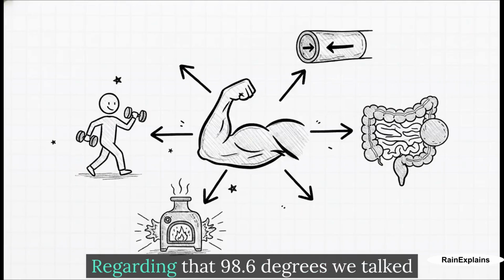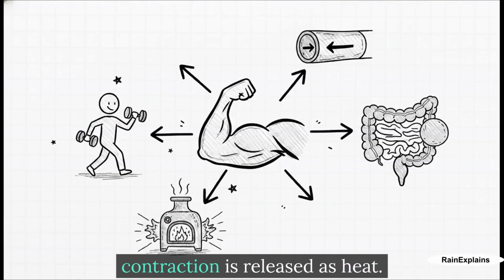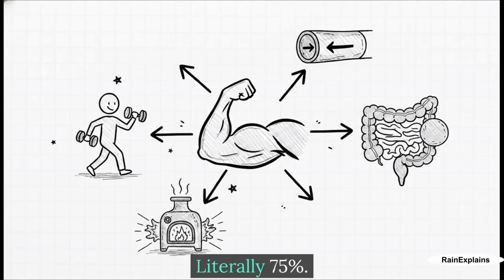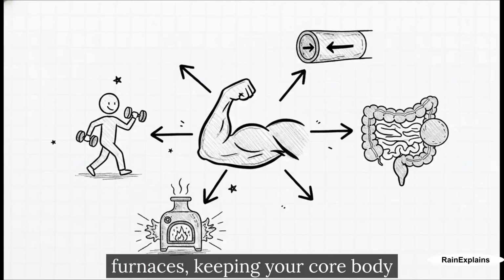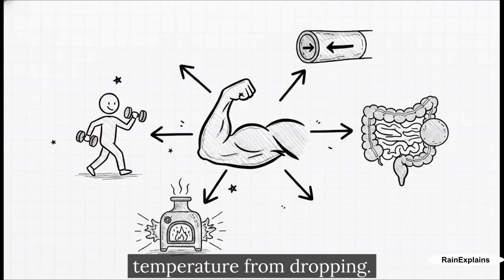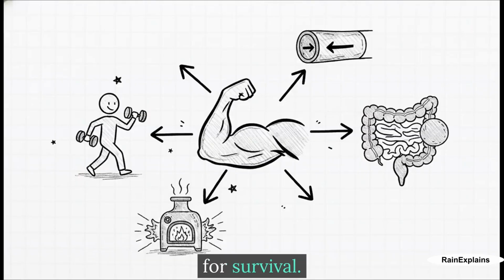And get this, regarding that 98.6 degrees we talked about earlier, 75% of the cellular ATP energy used during a muscle contraction is released as heat. Literally 75%. Your muscles are actually physiological furnaces, keeping your core body temperature from dropping. It's the ultimate example of physiology dominating anatomy, generating heat for survival.